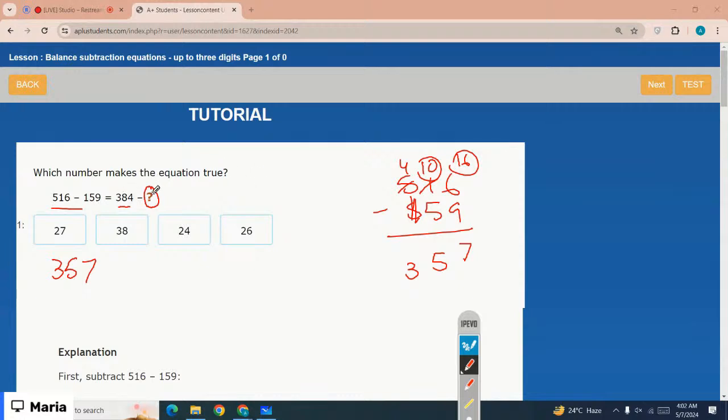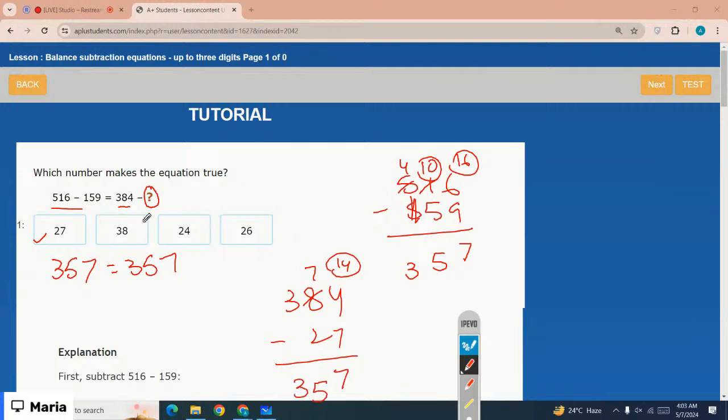Now you need to find a number on this side that when subtracted from 384 has exactly the same answer, 357, right? The number when you subtract must have the answer 357. Start with the first option. Just subtract 27 out of 384, right? You cannot subtract 4 out of 7, so borrow 1. You have 7 here. 14 take away 7 is 7. 7 take away 2 is 5. And here, that means the correct option is 27. 27 is the one that keeps the equation balanced.